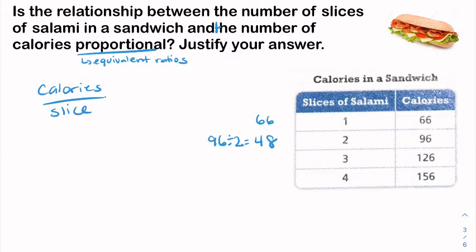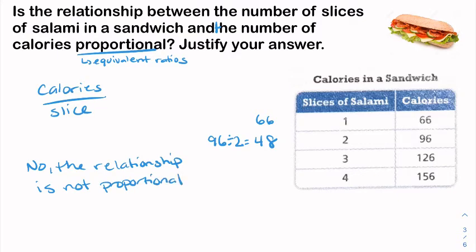We already know that this relationship is not proportional because all it takes is one entry to not be equivalent for this to not be a proportional relationship. So let's say no, the relationship is not proportional. And it asks us to justify. So we're going to say because the ratios are not equivalent.